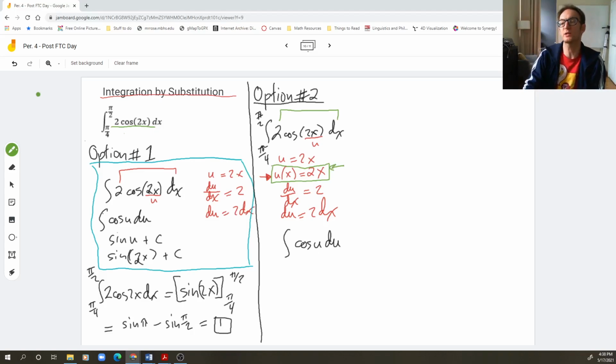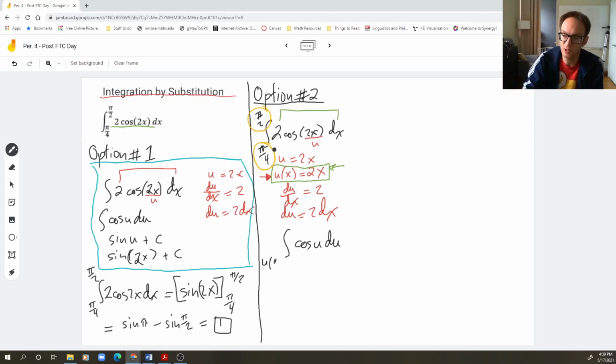Okay, and now I have to look at these numbers. Here's the crucial moment. What are these numbers? Pi over 2 and pi over 4. Pi over 2 and pi over 4 are x values. They say where on the x-axis do I start integrating and where on the x-axis do I stop integrating. But I'm now rewriting this function in terms of a new variable. And so if I'm rewriting in terms of a new variable, then this number here, pi over 4, is not the appropriate number anymore. Because when x is pi over 4, u is pi over 2.